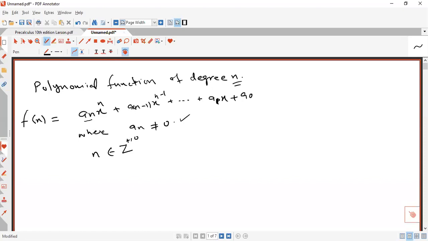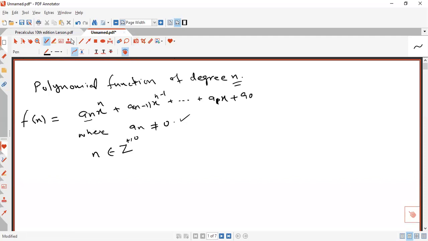And for a polynomial, as you know, this n, or in other words the powers of these variables, should be integers, positive integers including 0, or you may say natural numbers including 0. So this was the definition of polynomial functions of degree n.